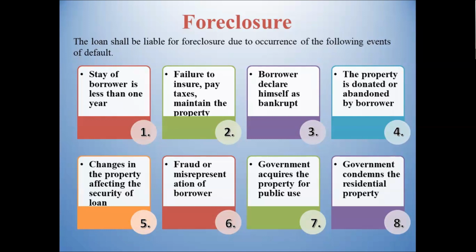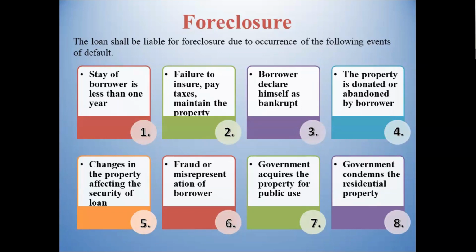Another clause can be if the borrower at any point of time is declared bankrupt, and once somebody is declared bankrupt, the property is being seized. Since in this case the first lien lies with the bank, the bank can compel the borrower to foreclose the loan. Another clause can be if the borrower decides to donate the property to any trust, or if the property is abandoned by the borrower. The fifth one is change in the property affecting the security of the loan. Maybe the property is not maintained properly, and the property won't be able to sustain in future, so the bank can ask for foreclosure.